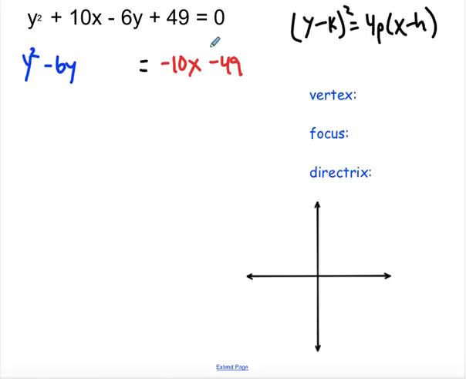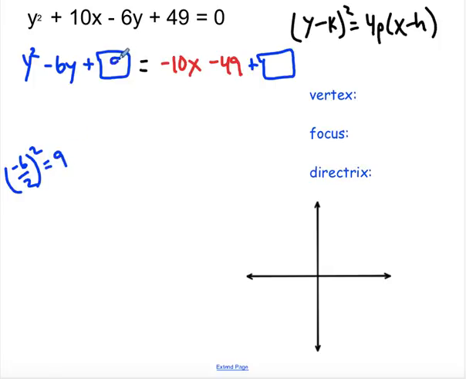Okay, now we want it to look like a quantity squared. So we're going to need to complete the square. And just remember, whatever we do to one side, we're going to have to do to the other side. So we take this number in front of the y, we divide it by 2, square it, and we're going to get 9. So if I add a 9 here, I also have to add a 9 there.